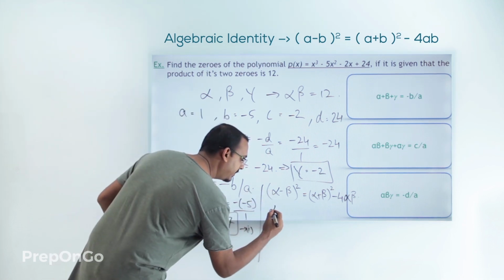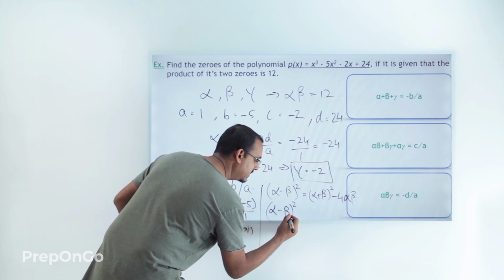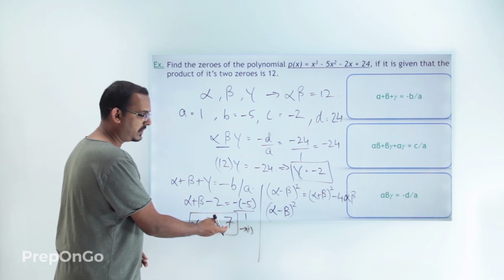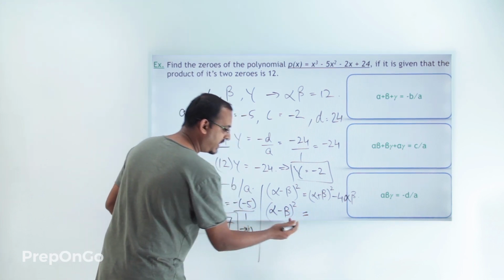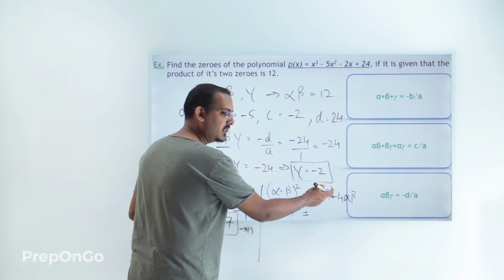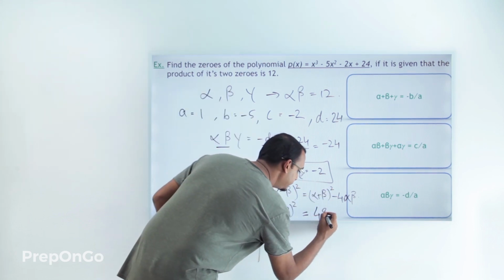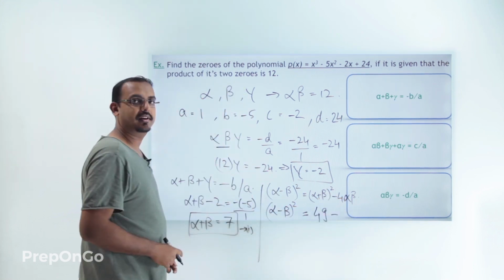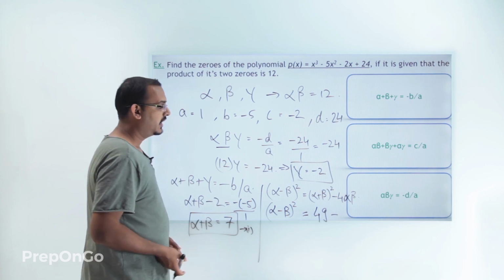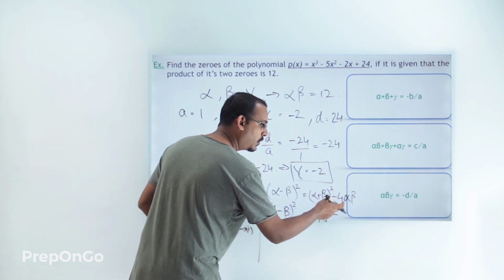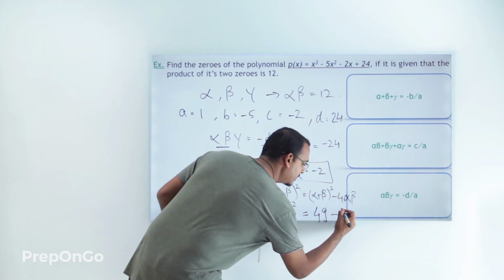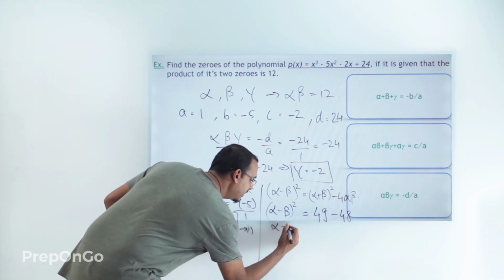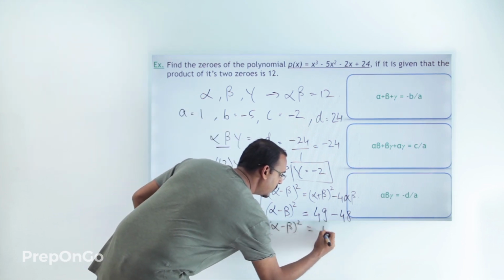So I can write alpha minus beta whole square is equals to alpha plus beta whole square, and we have calculated earlier that the value of alpha plus beta is 7. So alpha minus beta square is equals to 7 square, which is 49, minus 4 times alpha beta. Now the value of alpha beta is 12, right? So 4 times alpha beta is 48. So it becomes 49 minus 48, which gives us the value of alpha minus beta whole square as 1.